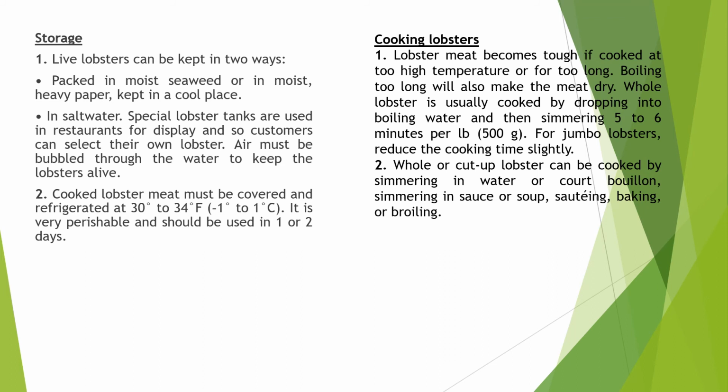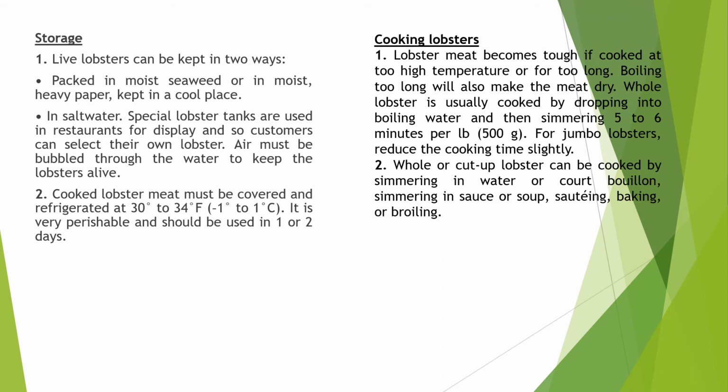All right, cooking lobster. Lobster meat becomes tough if cooked at too high a temperature or for too long. Boiling too long will also make the meat dry. Whole lobster is usually cooked by dropping into boiling water and then simmering 5 to 6 minutes per pound, or 500 grams. For a jumbo lobster, reduce the cooking time slightly, but not too much.